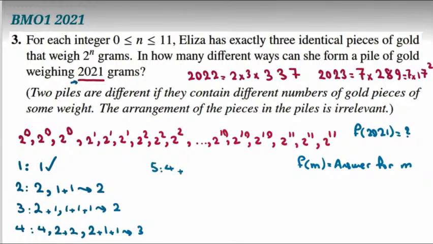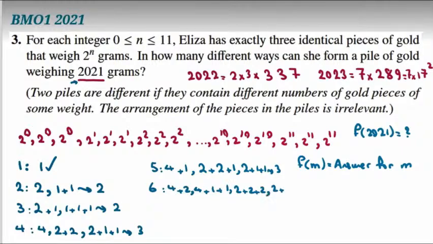For 5, you say 4 plus 1, 2 plus 2 plus 1, 2 plus 1 plus 1 plus 1, 3 ways. For 6, you will say it will be 4 plus 2, 4 plus 1 plus 1, 2 plus 2 plus 2, 2 plus 2 plus 1 plus 1. It will be 4. So we will see 1, 2, 2, 3, 3, 4.